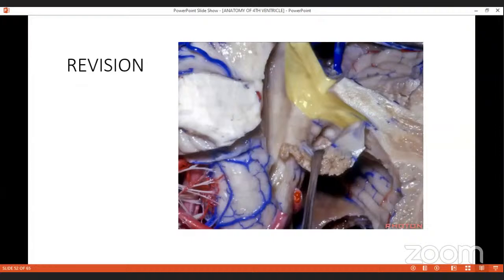Dr. Pravat, Dr. Ariba Tariq and Dr. Priyanka are saying that this is the superior cerebellar peduncle. Are they correct? Yes, sir. This is basically the superior slope of the roof of the fourth ventricle. That is basically formed by the superior cerebellar peduncle in the lateral aspect, and medially it is formed by the superior medullary velum. So this is basically the superior cerebellar peduncle. Is that correct?